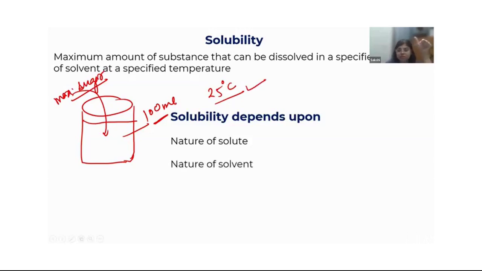Now it depends on the nature of the solute. It depends on the nature of the solvent. It depends on the temperature. Let us understand how. It also depends on the pressure. Let us understand these 4 points.